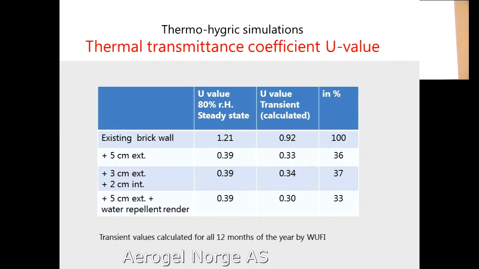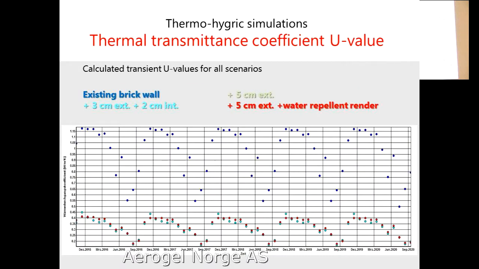And here again we are also showing the calculated transient U value for each month. You see here we start at December 2015 until September 2020. So now we have 5 years, and it's clear that the U value changes with the month depending on how wet and how cold the different months were and how much water was taken up. And you see again, of course, the best one is the one with the 5 centimeters external insulation plus this water repellent render in most of the months.